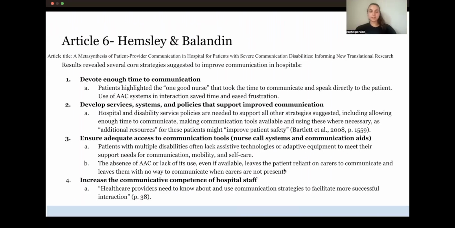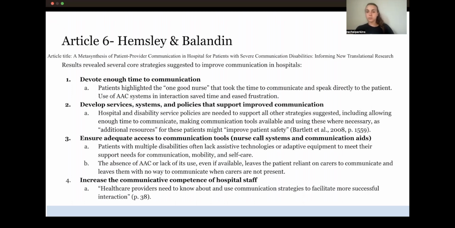Okay, Article 6 talked about how currently poor patient-provider communication in hospitals continues to be cited as a possible causal factor in preventable adverse events for patients with severe communication disabilities. And it gave several core strategies to help improve communication in the hospital. One of them, devoting enough time to communication. One of the patients said that one of their good nurses was one that took time to communicate and speak directly to them. Another one was to develop services, systems, and policies that support improved communication.